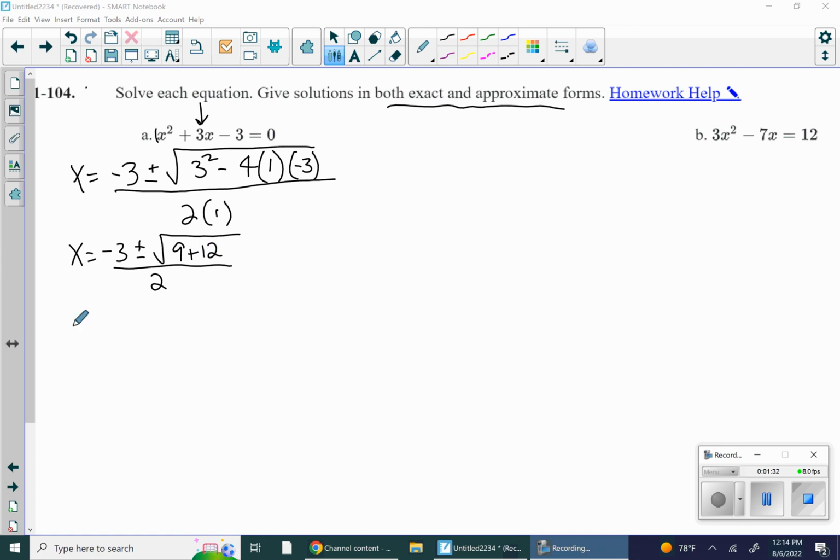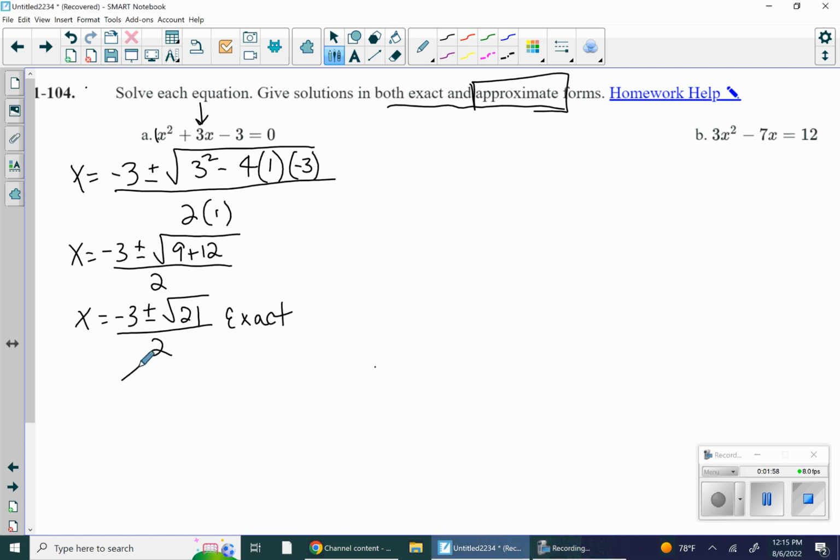And continuing to simplify, we end up with x equals -3 plus or minus the square root of 21 over 2. And you can actually leave this. This is considered the exact form, but they are also asking us for the approximate form as well. So we will need to put the square root of 21 in the calculator. And when I do that, I get approximately 4.58.